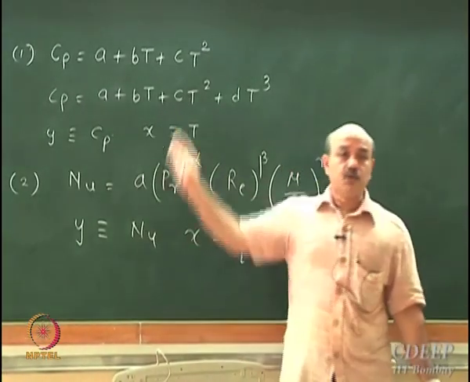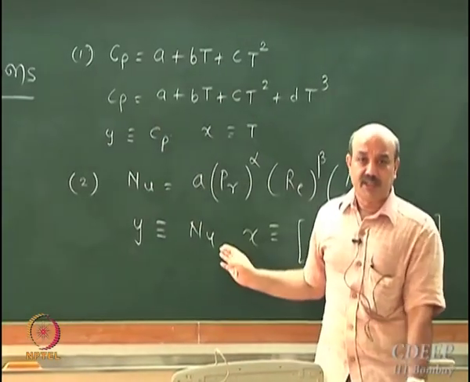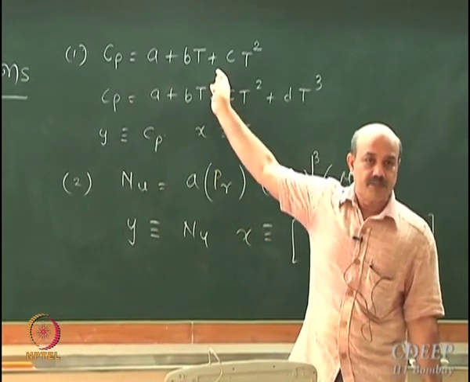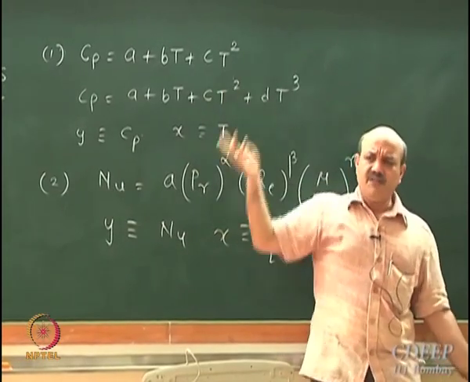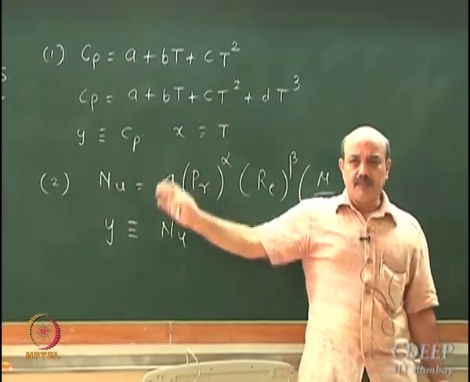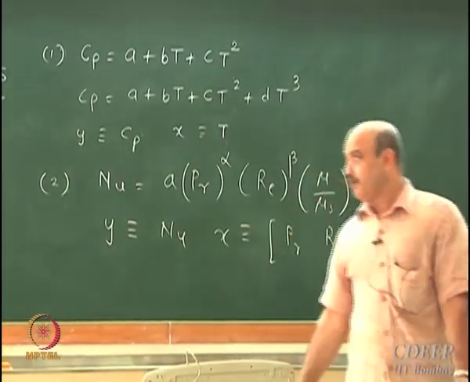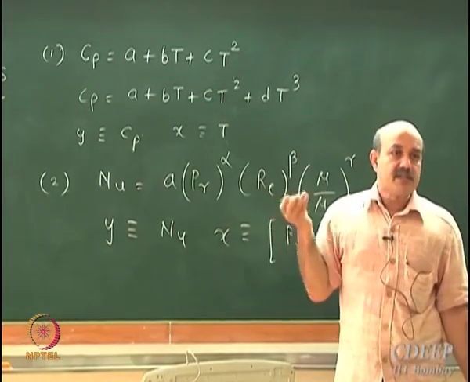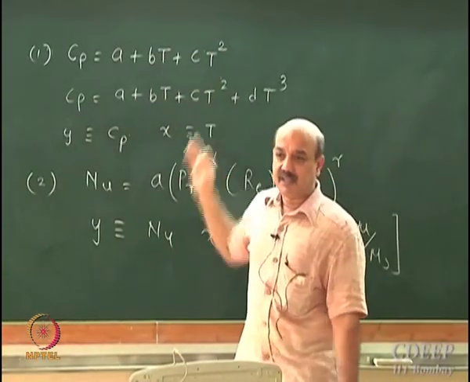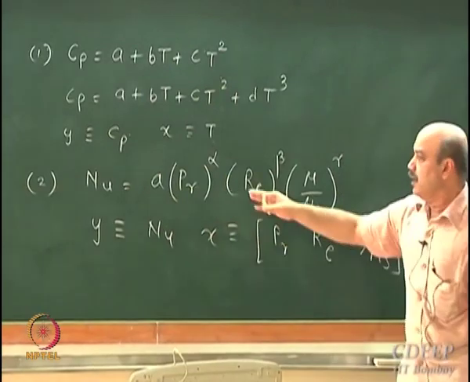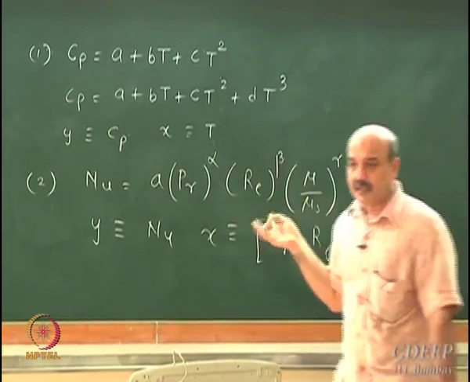Now the nice thing about these two particular models, models in engineering, I am talking about function approximations, because here you are using an exponential function, here you are using a polynomial function. Different kinds of functions are used for approximations. Polynomial is the simplest one, but not always do you use polynomial, you use all kinds of other functions. And then the problem is, given data of Cp and temperature, you want to estimate A, B, C, or in this case, given data of the Nusselt number, Prandtl number, Reynolds number and mu by mu s, you want to estimate A, alpha, beta, gamma, right?